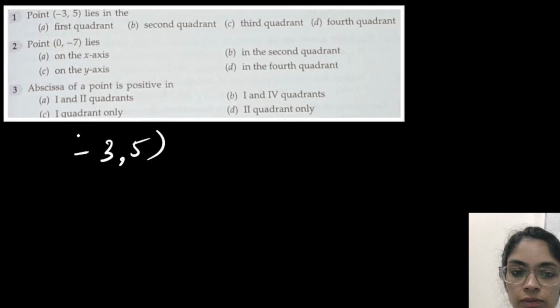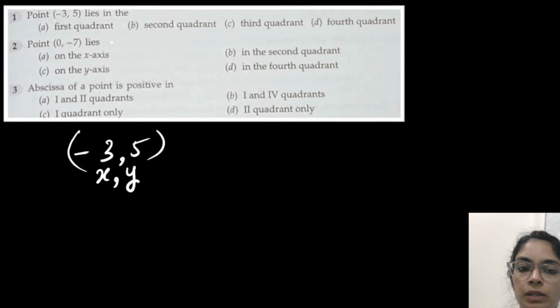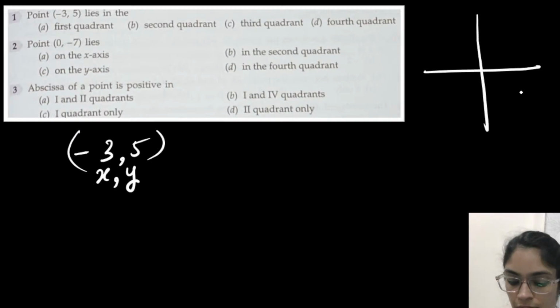So the point is (-3, 5). The first value is x, then y. So this point lies in which quadrant? See, x is negative, y is positive. X negative and Y positive, in which quadrant?